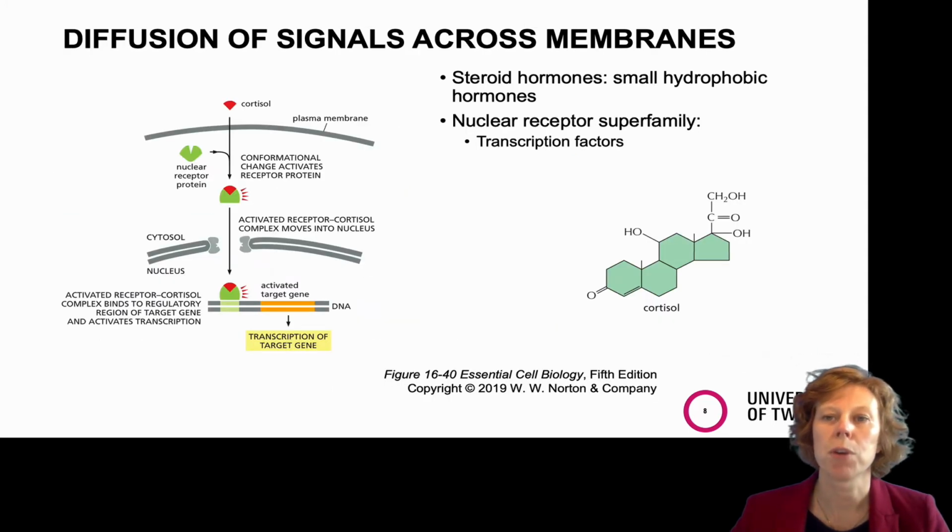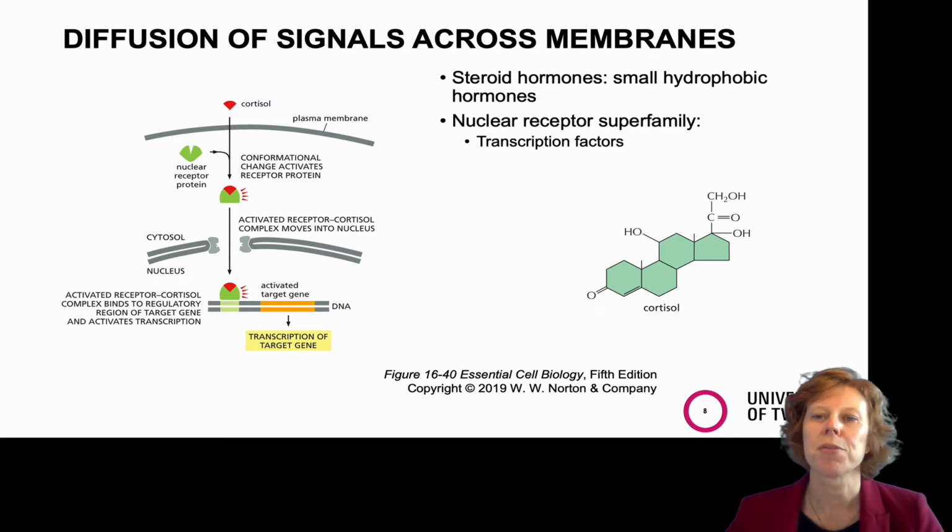Some small hydrophobic hormones bind to intracellular receptors that act as transcription regulators. Take, for example, cortisol. Cortisol is one of the hormones produced by the adrenal glands in response to stress. It crosses the plasma membrane of a target cell and binds to its receptor protein, which is located in the cytosol. The receptor hormone complex is then transported into the nucleus via the nuclear pores. Cortisol binding activates the receptor protein, which is then able to bind to specific regulatory sequences in the DNA and activates or represses the transcription of specific target genes.